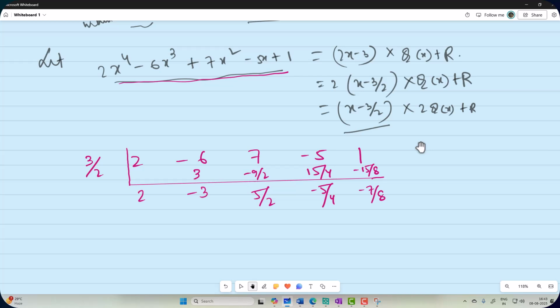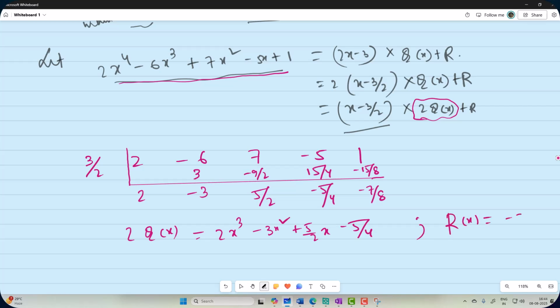Now, if you have divided by x minus 3 by 2, what is the quotient over there? That quotient is going to be 2qx. What is the quotient here? That is 2qx, so you will be writing 2qx only. 2qx is what? This will go with x cube: 2x cube, 3x square, 5 by 2x minus 5 by 2. And the remainder is going to be what? That remainder will be equal to minus 7 by 8.